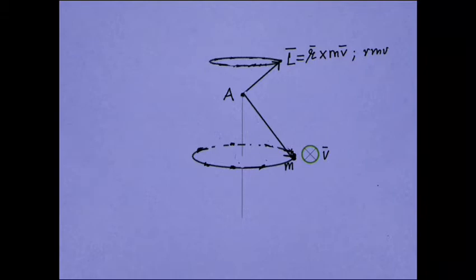So L vector is always perpendicular to r vector, and as r vector moves, so does L vector. So here L vector is not a constant vector, it is changing its direction, and therefore it is a changing vector. And whenever L vector changes, there must be a torque acting on the system, and we have one important relation, that torque is equal to the rate of change of angular momentum.